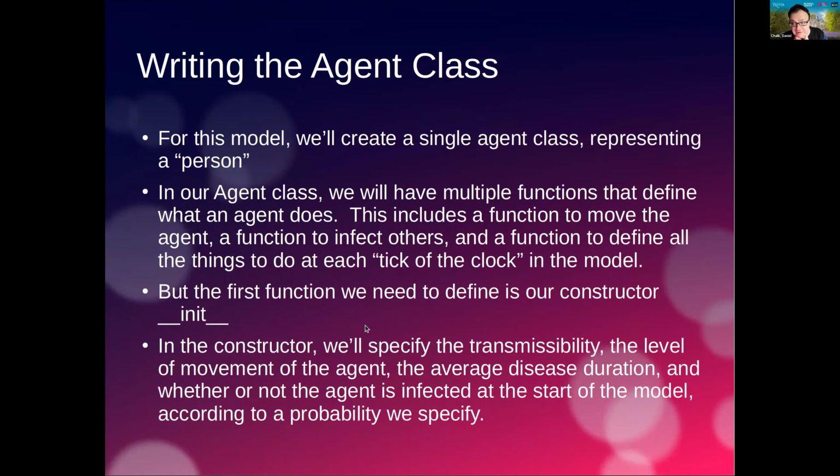But of course, this being object-oriented programming, the first function we need to define is our constructor, the init dunder method. In the constructor, we're basically defining what I need you to set up to assemble a new person for me when I ask for a new agent of type Person. In the constructor, we're going to specify the transmissibility, which is the probability that an agent will infect another agent. The level of movement of the agent, which is basically the probability that at any time unit they move. The average disease duration, and whether or not the agent is infected at the start of the model, according to some kind of probability that we specify. We want some of our agents to be infected at the start, otherwise we'll have a very boring model where none of the agents are infected and we just watch as there is no disease. We need at least one person to be infected at the start of our model.